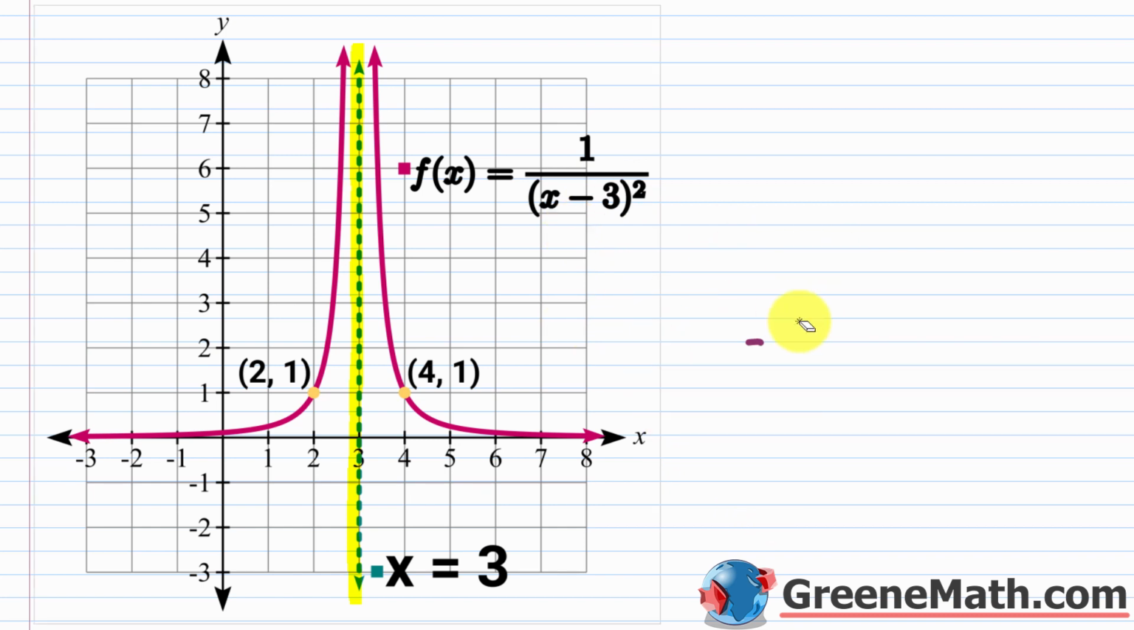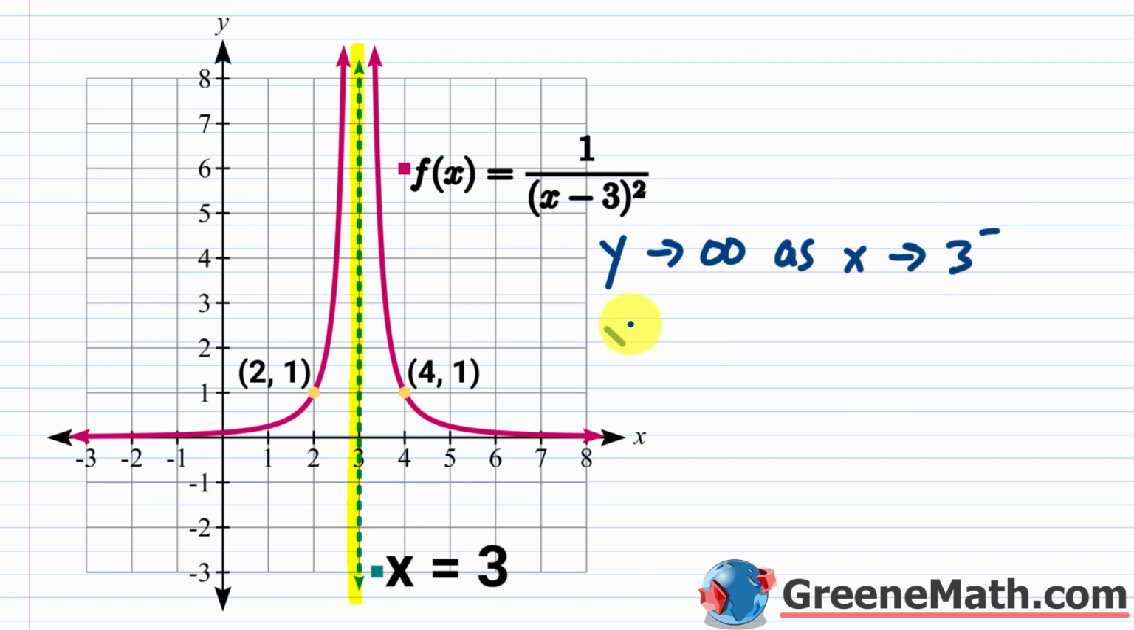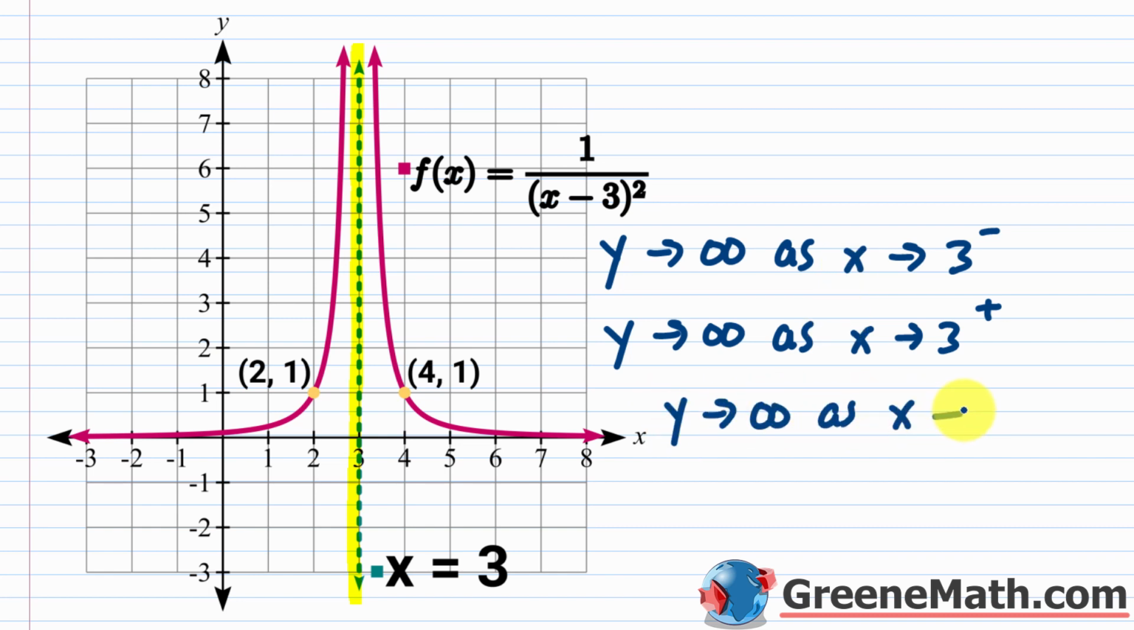Now get rid of this. I want you to think about the fact that on this side of the line x equals 3, and on this side of the line x equals 3, there's not a sign change. In other words, you can say that y approaches positive infinity as x approaches 3 from the left, and also y approaches positive infinity as x approaches 3 from the right. You can really combine that and just say y approaches infinity as x approaches 3 from either the right or the left. It would not matter.